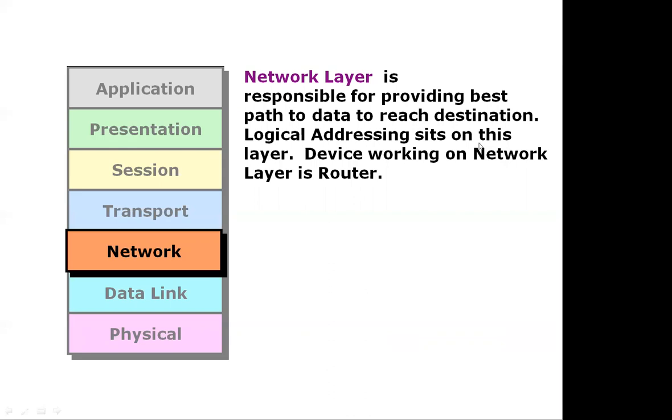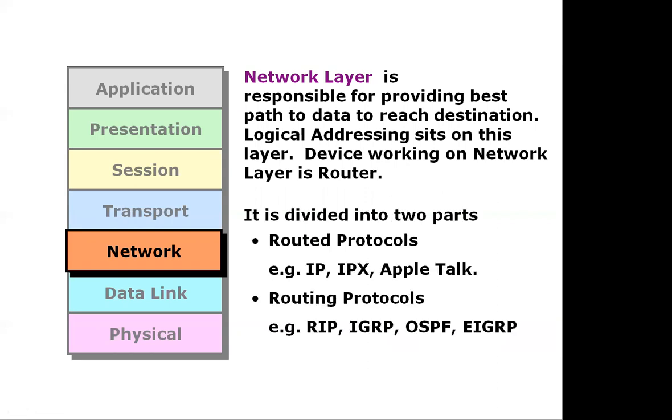Our next topic is LAN and WAN. In that topic, we have to discuss network ID, host ID, what IP addresses are, and other things in our network. The device working on the network layer is the router, but the network layer is divided into two parts. Like in our last class, we discussed some protocols. In the same way, the network layer has some protocols. One part is the routed protocols, and one is the routing protocols.